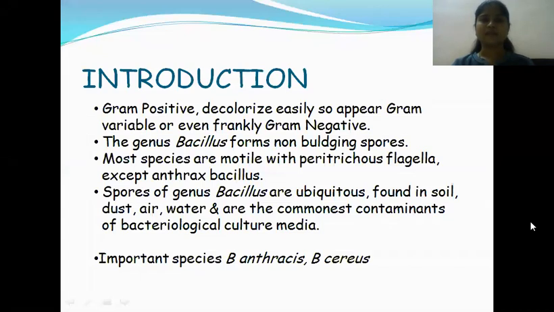Bacillus is a gram-positive bacilli, but it tends to decolorize very easily. So if we are dealing with older cultures, we can have gram-variable bacilli in gram staining, or even sometimes frankly gram-negative bacilli also. The genus Bacillus produces non-bulging spores, and these spores are ubiquitous, found in soil, dust, air, and water, and are the commonest contaminants of bacteriological culture media.